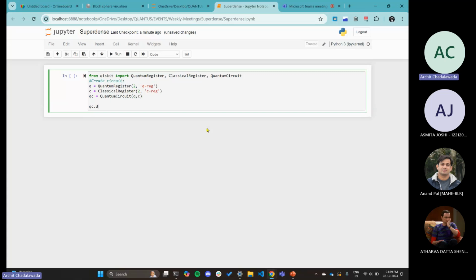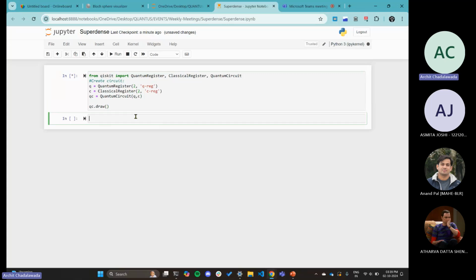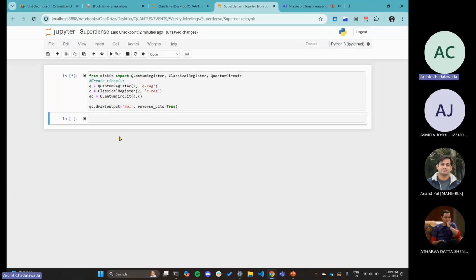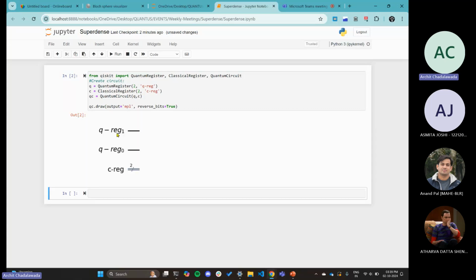There's also an inbuilt function of quantum circuits called draw, which displays the circuit that the kernel initialized. So you can see there's a quantum register with 2 qubits and a classical register with 2 bits. And to make it look better, we can put it in an output format called matplotlib. And if we look at it, we see over here there's 2 quantum bits in the quantum register, and there's 2 classical bits in the classical register.